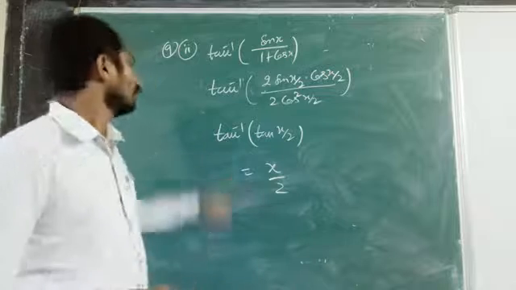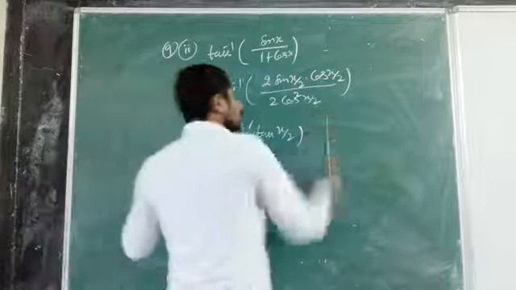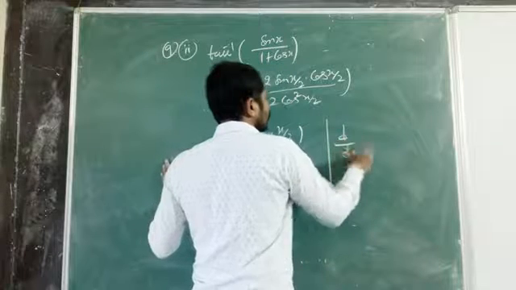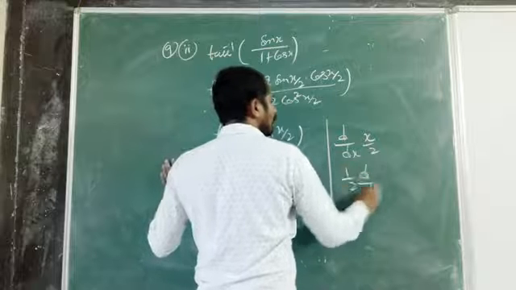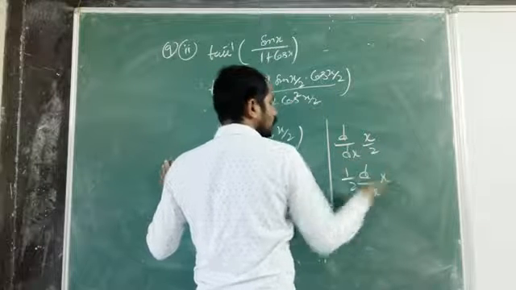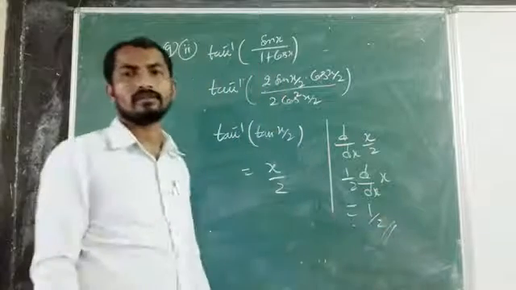After simplifying, we got x by 2. Now d by dx of x by 2 is equal to 1 by 2, the constant you can take outside, times d by dx of x. d by dx of x is equal to 1, into 1 by 2. 1 by 2 is the answer. See, it is so easy.